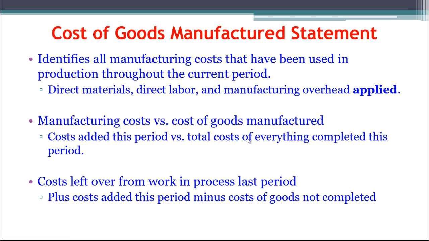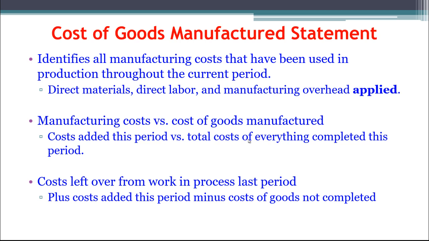So now I want to point out 3 different ways this could happen. You could have some products that we started last period, we added costs in last period, and then this period we added a few more costs and completed it. That's one situation. Another one could be we started a product this period and completed it this period. That's the easy scenario. The third scenario could be we started a product this period, added some costs, but we didn't complete it, and we won't until next period. So there are 3 different things going on.